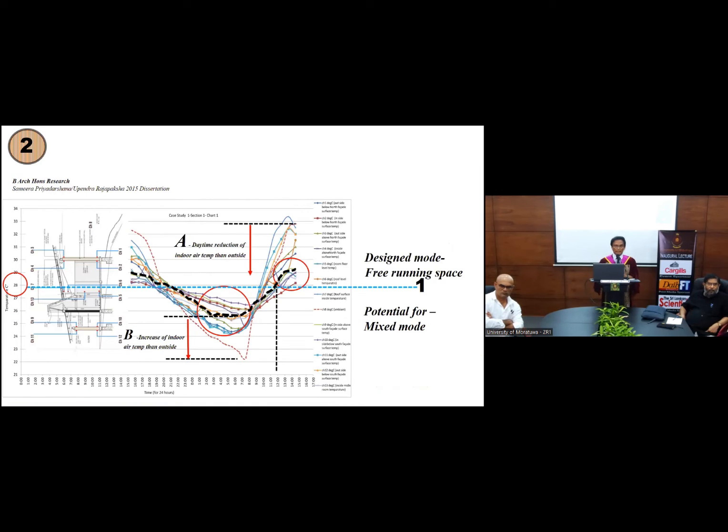It's a detailed image of this. The dark dashed line shows the internal temperature. Internal temperature drops with night temperature, with surface temperature. Surface temperature helps to bring down the internal temperature. But there is a small problem here. You can see the blue cross line I have drawn, 28 degrees centigrade.